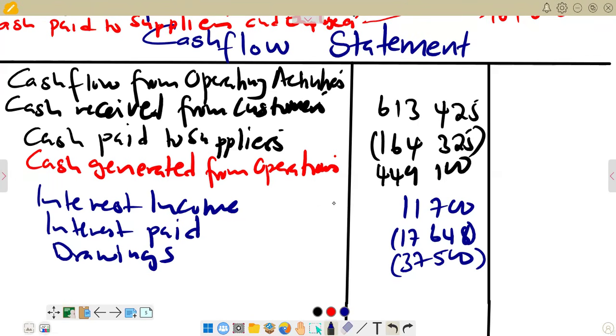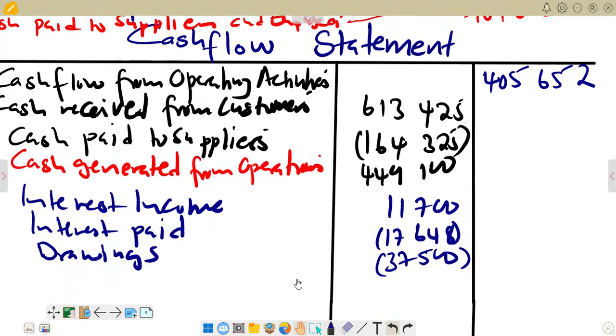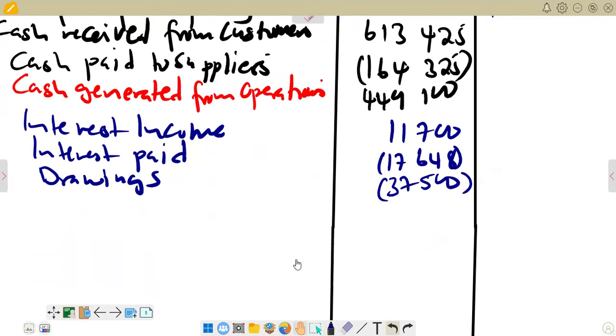So we are saying cash generated from operations 449,100. You add 11,700. You subtract 17,648. You subtract 37,500. We are supposed to get 405,652. So this is the figure that we are going to put there, 405,652. This is a positive, so we show it as a positive. So we go to the next category, which is now cash flow from investing activities.